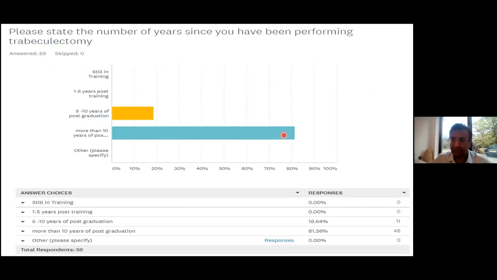And from now on, I will be excluding the data of other contributors to the survey. I'll be happy to discuss that on a bigger platform at a later date, but in this presentation, I'll be concentrating only on these 2 groups, who are regular performers of trab.